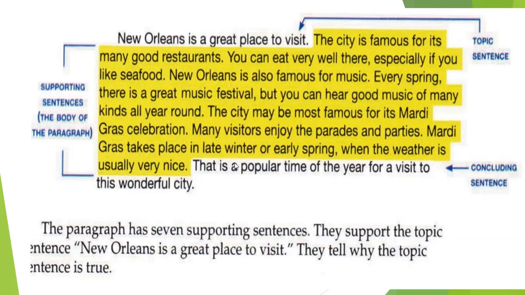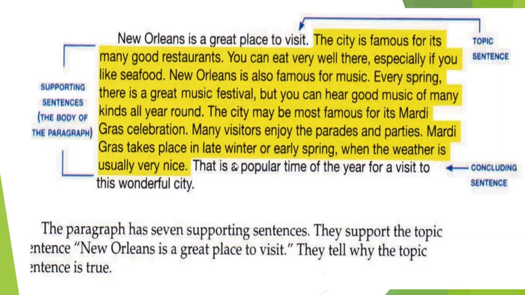The city is famous for its many good restaurants. That's why it is a great place to visit. You can eat very well there, especially if you like seafood. New Orleans is also famous for music. This is another main supporting sentence for the main topic. Every spring there is a great music festival. This is details, okay? But you can hear good music of many kinds all year round.